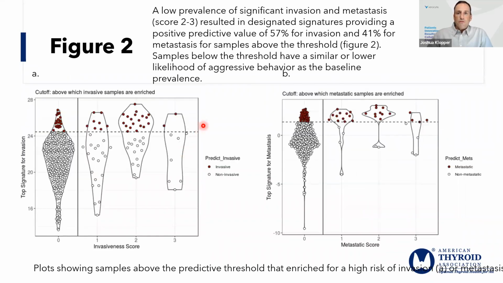Alternatively, in figure 2, this is the threshold that was assigned for which invasion and metastases are enriched amongst these samples. And given the low prevalence of high levels of invasion and metastases, we only found a positive predictive value of 57% for invasion and 41% for metastases. So samples that are below the threshold line have a similar or lower likelihood of that aggressive behavior as the baseline prevalence, which again was very low in our cohort.